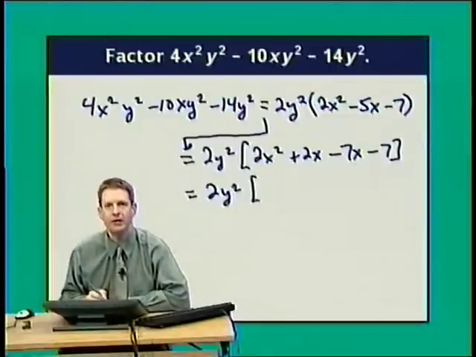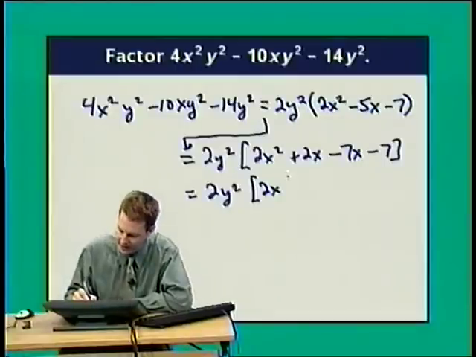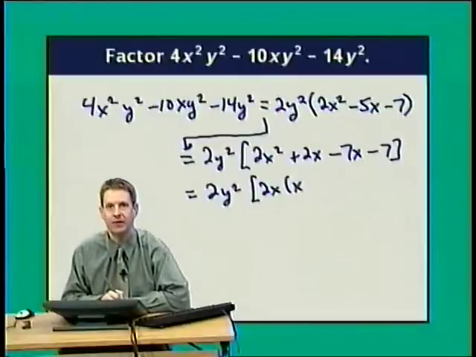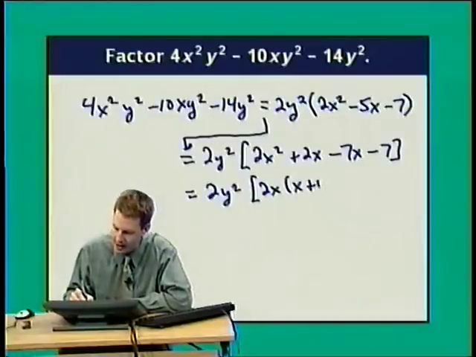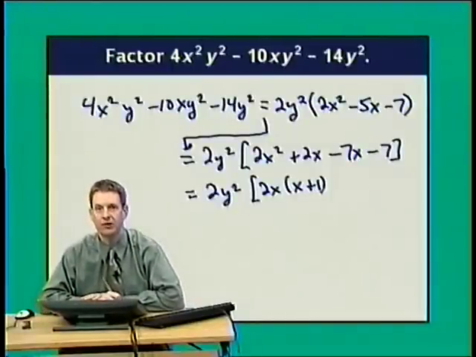2x squared and 2x both are evenly divisible by 2x. When I factor that out, I leave behind an x from the first term, and I need to leave behind a factor of 1 from the second term so that when I distribute the 2x through these parentheses, I do actually get the plus 2x term.